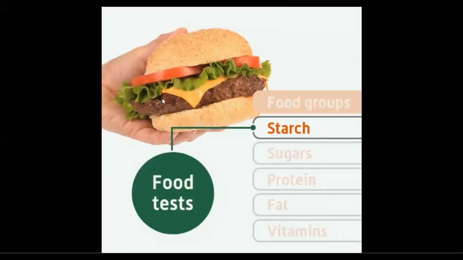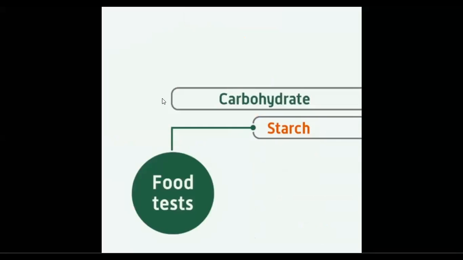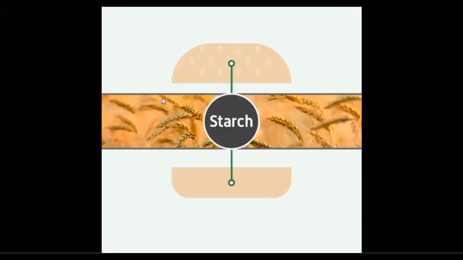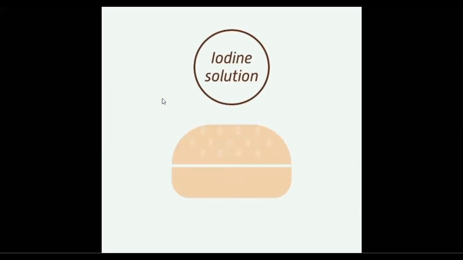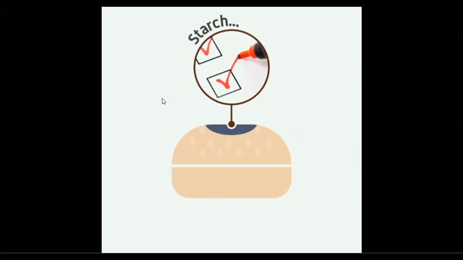Let's start with starch. Starch is a carbohydrate made up of long chains of glucose molecules. It's a food store in plants. Which part of the cheeseburger do you think will be high in starch? It's the bun, because buns are made from flour, which contains starch from wheat. To test for starch, you use iodine solution, which is an orange-brown colour. When iodine solution is added to starch, it forms a complex with starch molecules and goes a blue-black colour. What happens when iodine is added to the bun? It goes blue-black. This is a positive result, so the bun must contain starch.